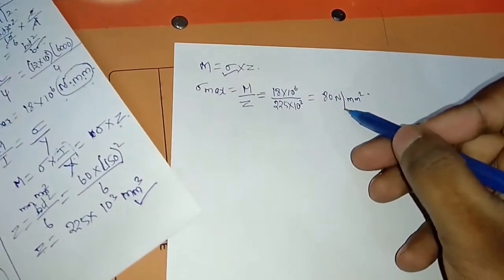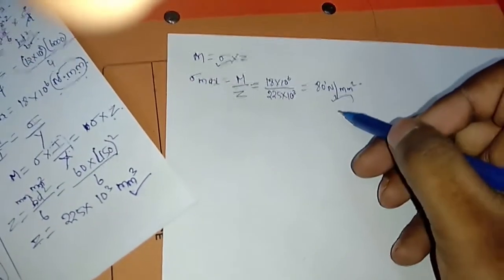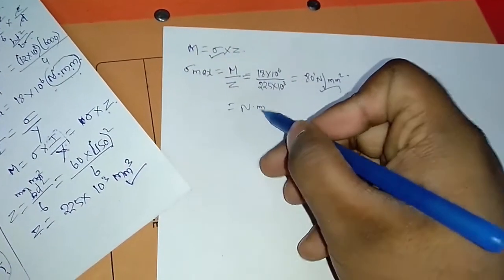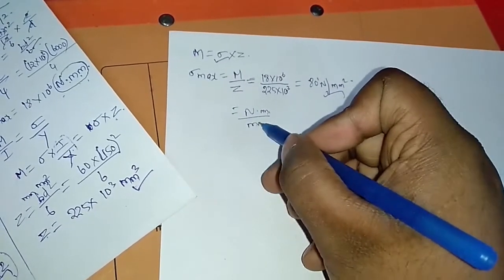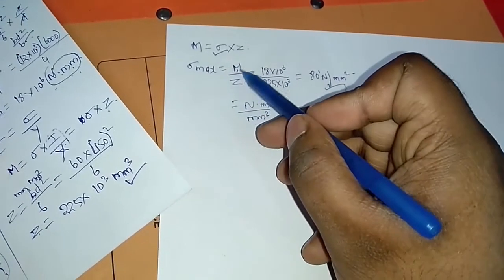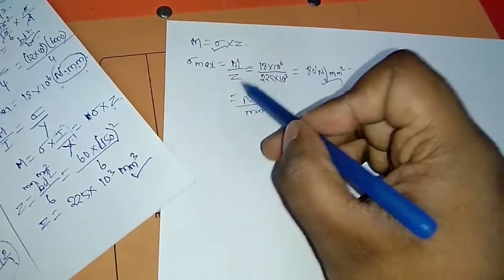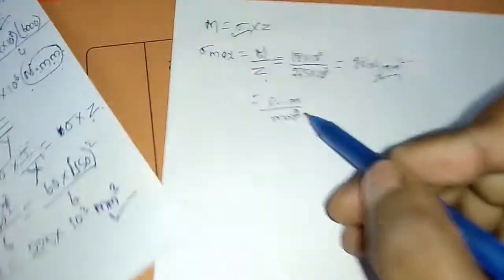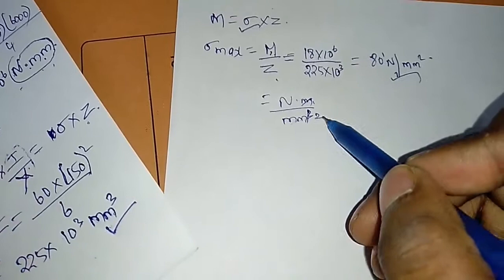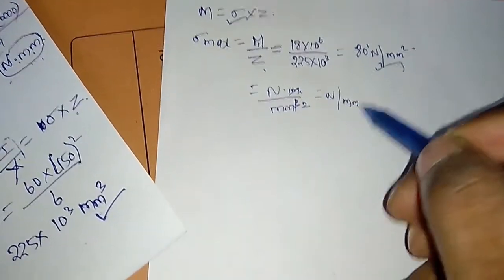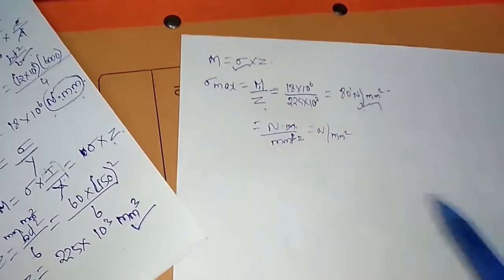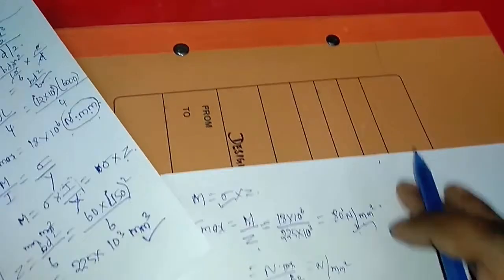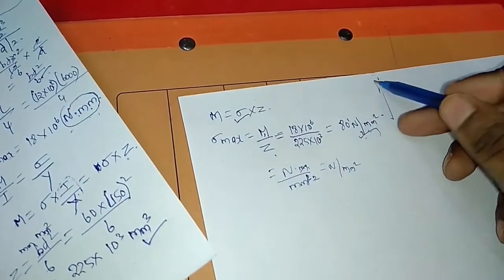So the unit of sigma maximum is Newton per mm square. You understand? Newton millimeter divided by millimeter cube. The unit of moment is Newton millimeter, and Z is millimeter cube, so millimeter cancels and it becomes Newton per mm square. That is the unit for maximum stress. So this is how you calculate your bending stress using the theory of simple bending formula.